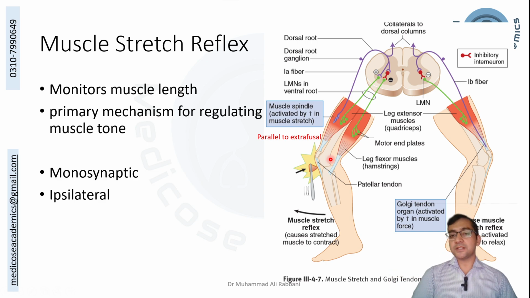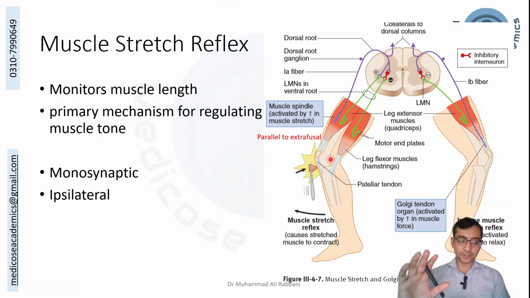We visibly see that when we do the hammer test, but it is constantly working, and it is maintaining the muscle tone. Let me give an example. I am sitting up straight right now. My muscles of the back are continuously in a partial state of contraction. That is the muscle tone that is keeping me upright. If that tone was not there, I would drop. So that tone is constantly maintained.